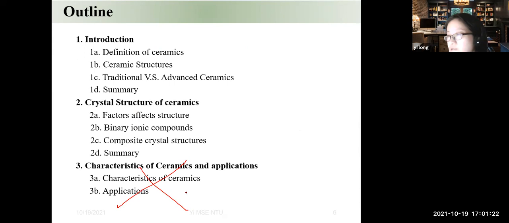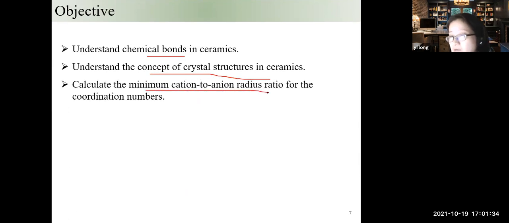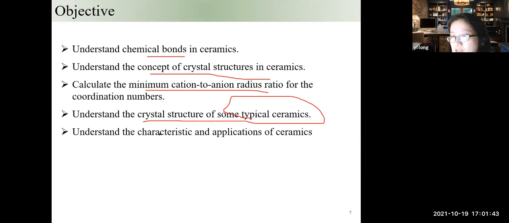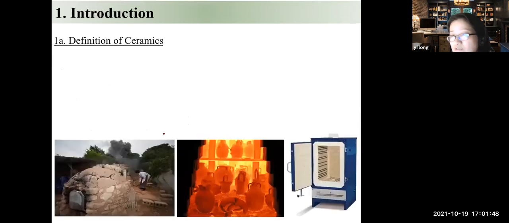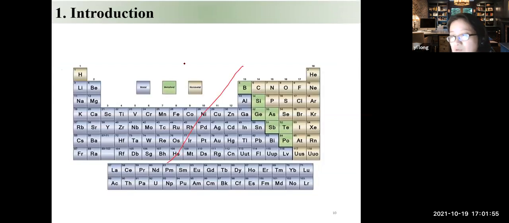So can you cross that out? Okay, let's just move on. So we set objectives: chemical bond, the concept of crystal structures, the minimal RC over RA, and what the crystal structures of some typical ceramics are. So there's 3, right? We mentioned 4 of them, and also understanding the chemical characteristic. This one is not required. For the definitions, all these are simple and straightforward. Like this one is not required.